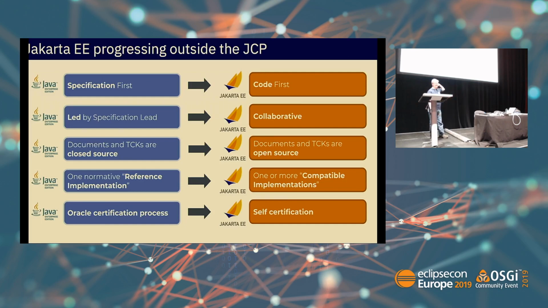The old way had a specification lead. That was required because of the IP flow of Oracle. All the IP had to go through a specification lead, and then that would feed back into Oracle. What we have done here instead is we have a very collaborative environment within the Jakarta EE project for developing specifications. We still have to have a project lead.